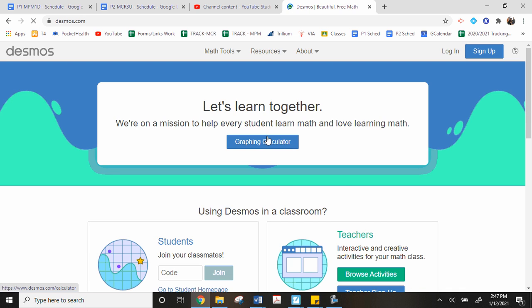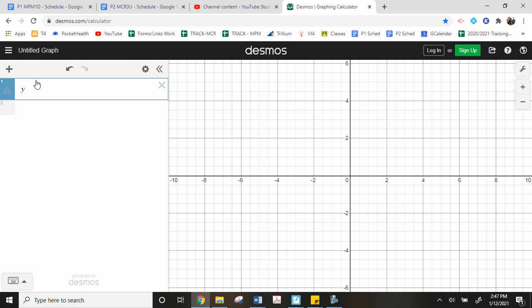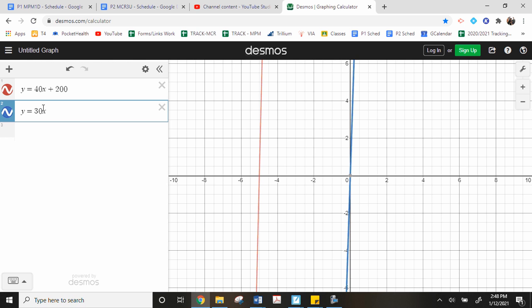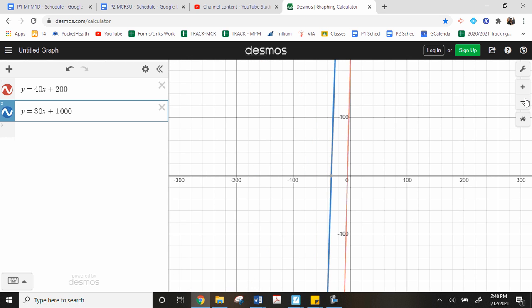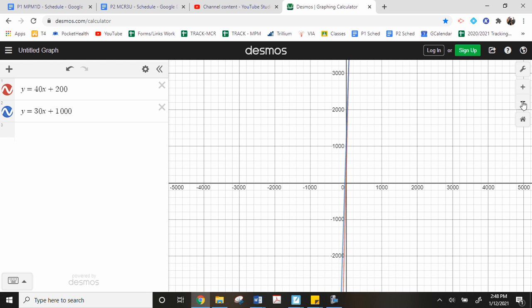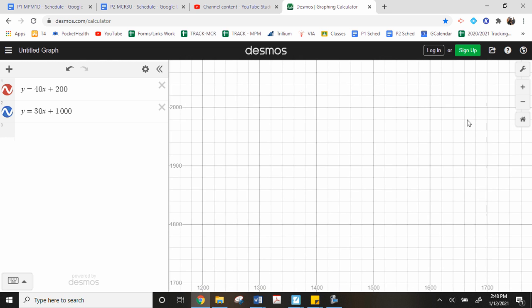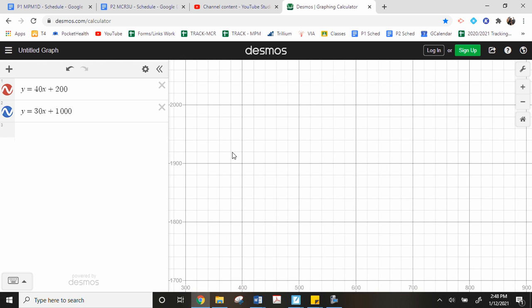Let's throw it in here, graphing calculator. Y equals 40x plus 200. The other one was y equals 30x plus 1,000. Now, if you look at my scale, it's like 1, 2, 3. I've got to zoom out. And when I zoom out, I can start to see what's going on. So zooming out, that's a little bit too zoomed out. Let's go back in here and pull it back over.